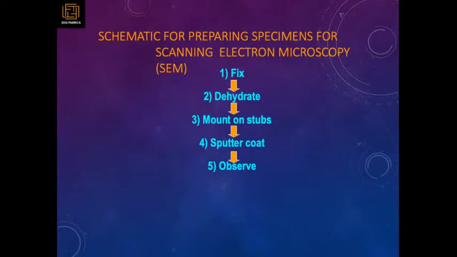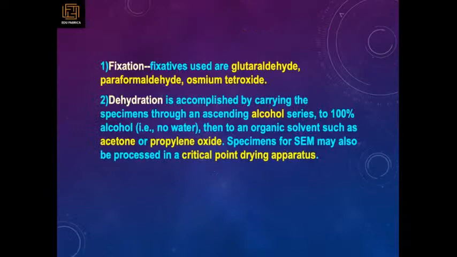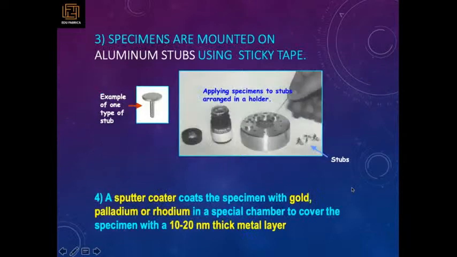So for the scanning electron microscope, to prepare your specimens, you fix, dehydrate, mount on the stubs, sputter coat, and observe them. To do so, first fixation is done with the help of glutaraldehyde, paraformaldehyde, osmium tetroxide. Then you dehydrate them using an ascending alcohol series up to 100%, then organic solvents such as acetone, propylene oxide. Specimens for SEM may also be processed in a critical point drying apparatus.